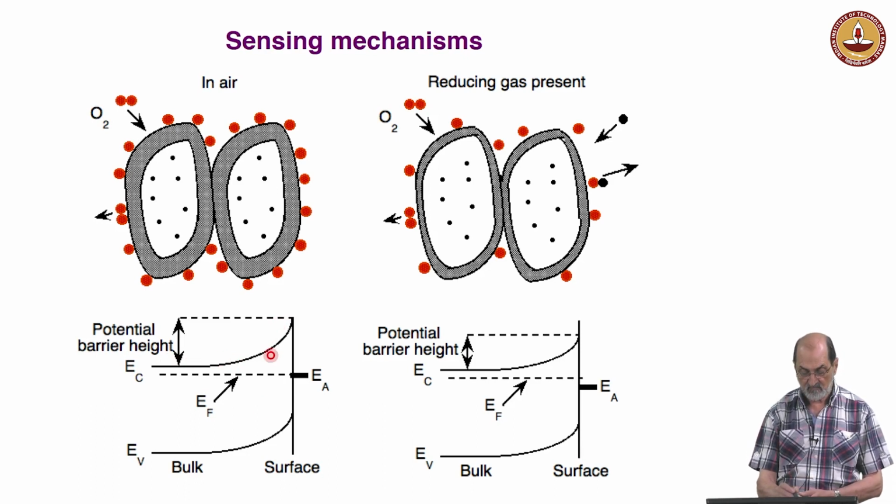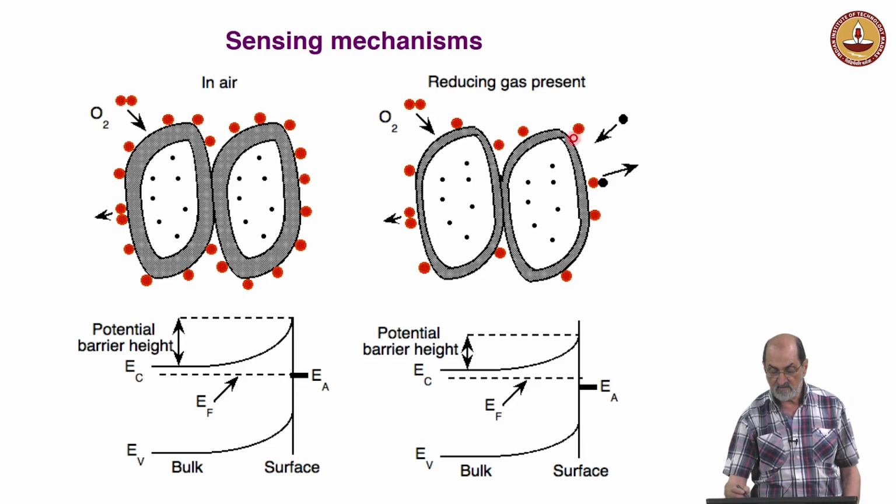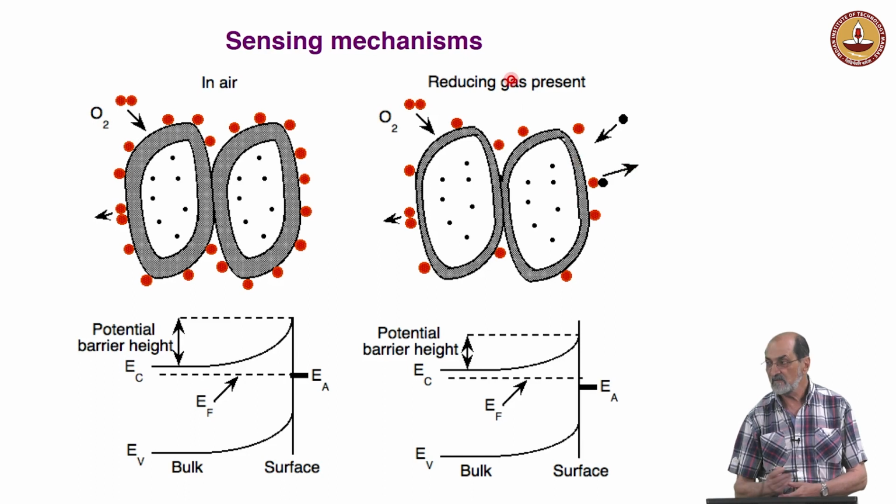This is from the surface of one of the grains. This is the absorption level of oxygen. Oxygen absorbed gives rise to an absorption level here in the gap. So the barrier forms, and if there is a reducing gas present, the reducing gas is going to steal oxygen from the surface. So in that dynamics, the final oxygen coverage is lower than in the case where we have only air.